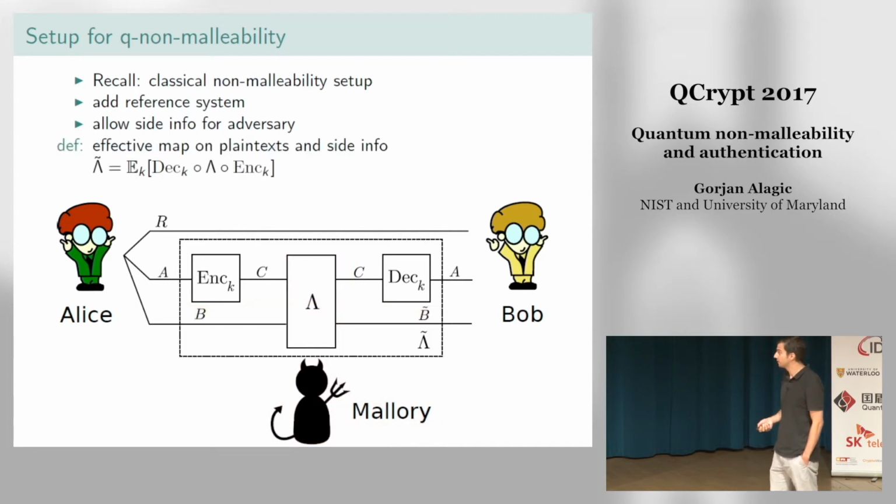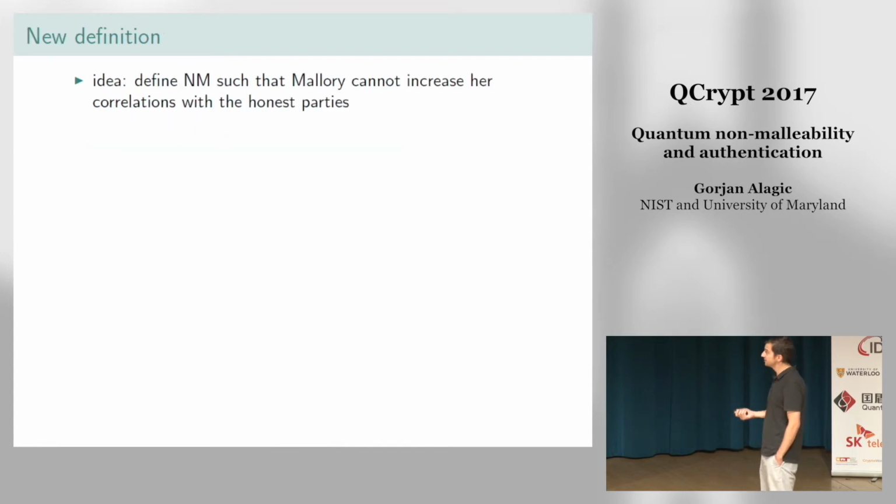And now what we'd like to talk about is this boxed map, which I'll call the effective map, the effective attack. This is the map that happens whenever Mallory applies her attack lambda on the ciphertext space. The effective thing that happens on the plaintext space is this lambda tilde, right? It's the map that composes encryption, the actual attack, and decryption, and we'll also look at the average of this channel. So lambda tilde is this effective average channel on the plaintext and the side information, of course.